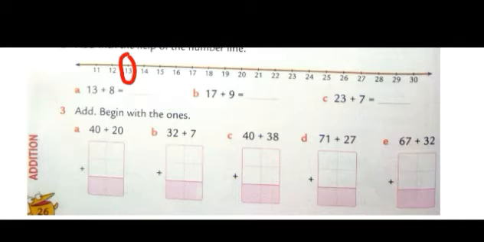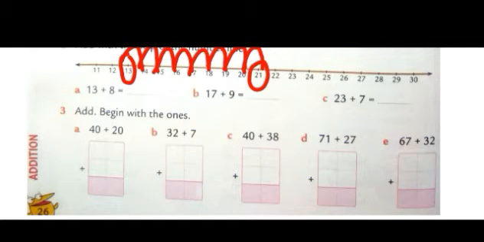So let's do that. 1, 2, 3, 4, 5, 6, 7, 8. So, what is the number? 21. So, the answer is 21. And we will write it here in the given space. Now, let's see example C.